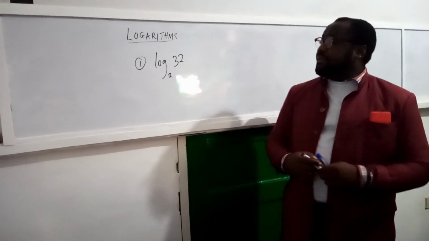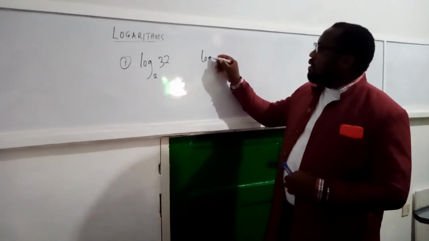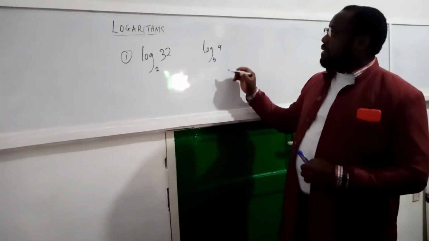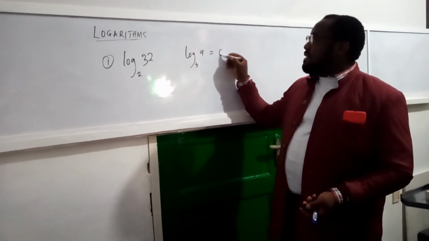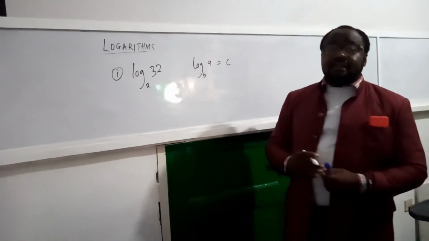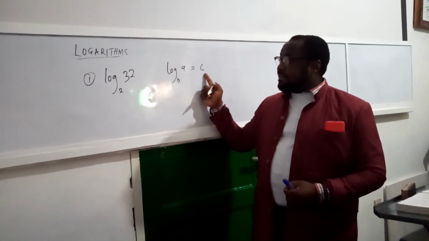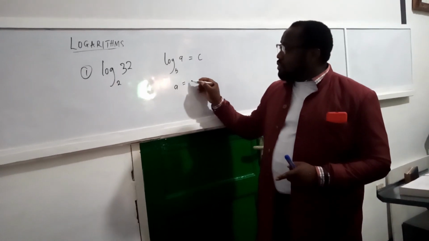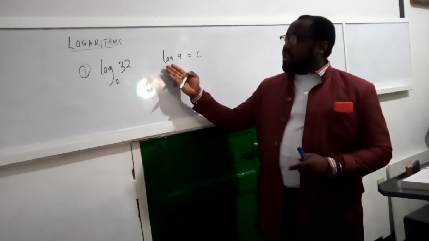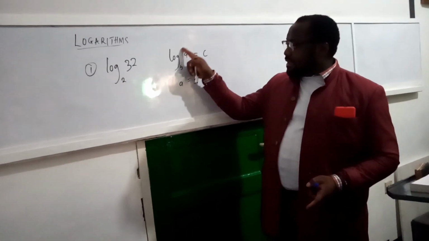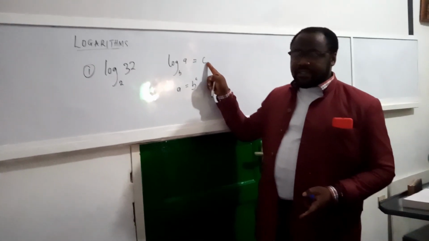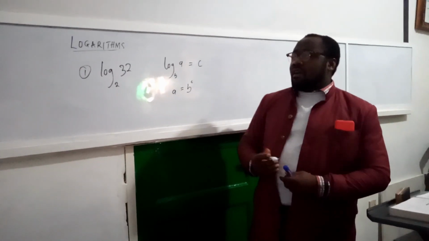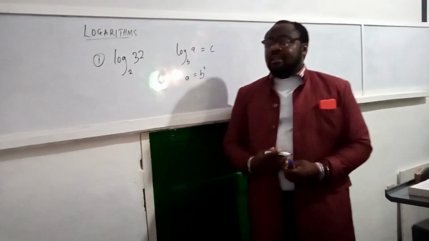So in logarithms, if you are given log of a to base b, you are supposed to find the value. Let's express the value as c. According to the principles of logarithms, log a base b equals c simply means a is equal to b exponent c. So when I see log a base b, it means a is equal to this base to the exponent of this value.